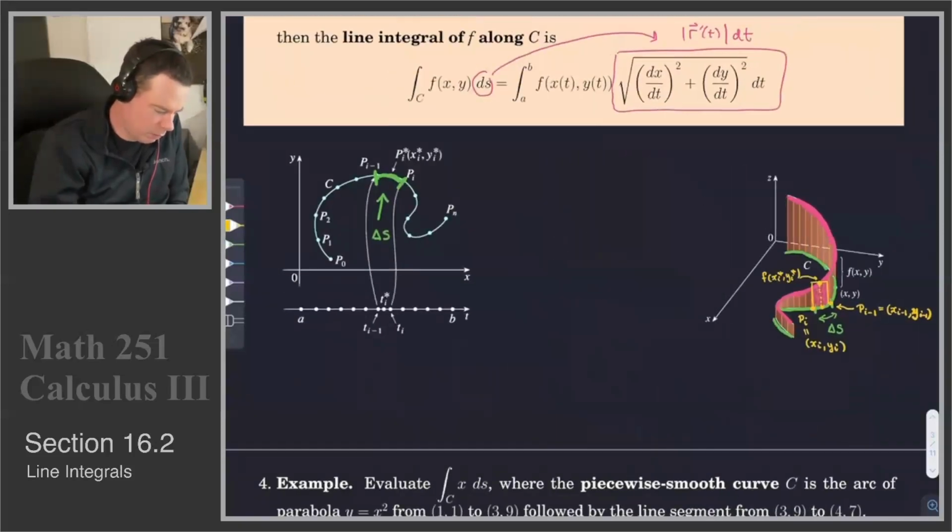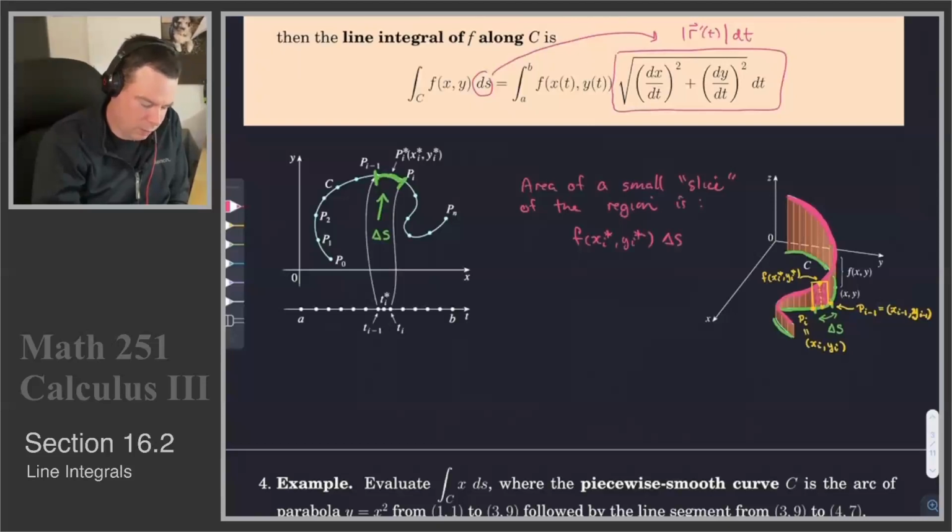So that gives us the fact that the area of a small slice of the region is the height f of xi star, yi star times the base, which is delta S. And so our total area of what I've called the curtain.